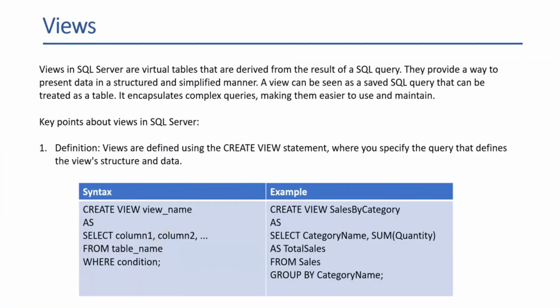What are views in SQL Server? Views are virtual tables that are derived from the result of a SQL query. So what does it mean? Virtual table means that the view does not store any of the physical data. It just stores the query only.